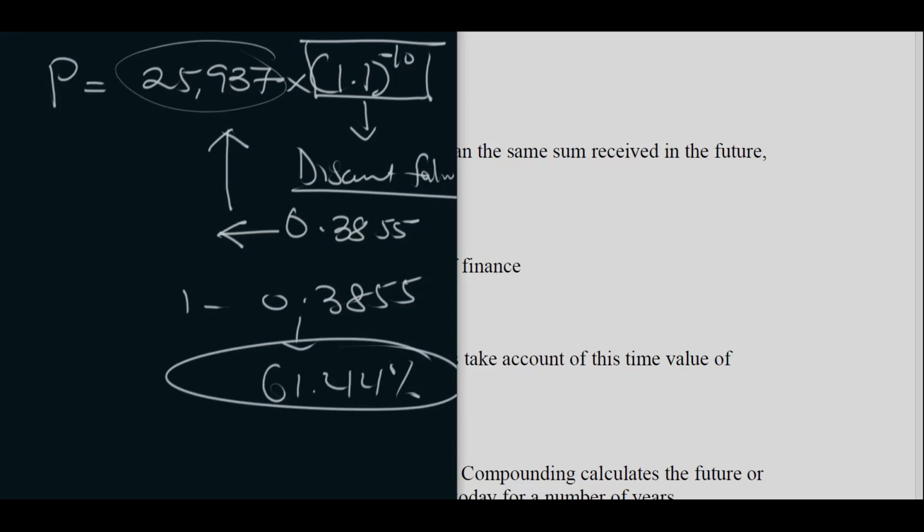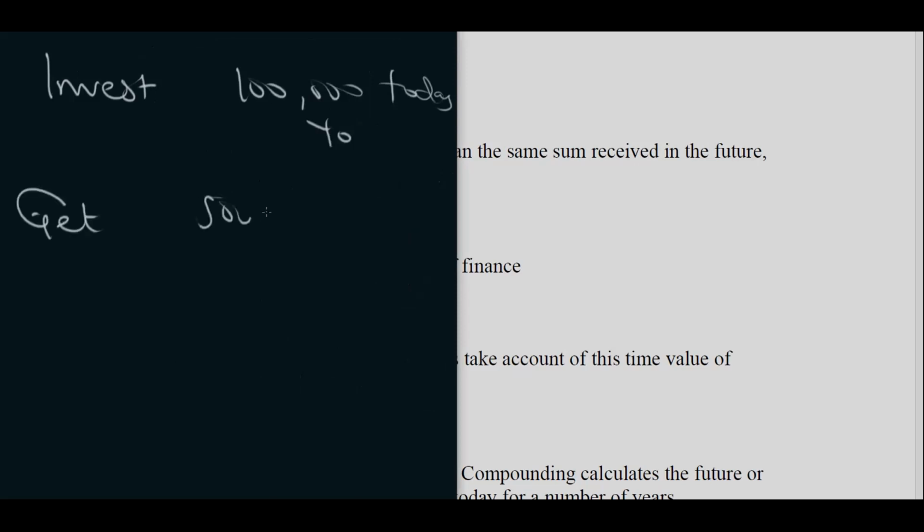So let's take a simple example. Let's say I want you to invest 100,000 today, right now, which is year 0 in finance, and you are going to get 500,000 in, let's say, 3 years' time, with interest at the same 10%. Let's see if this investment is worthwhile.